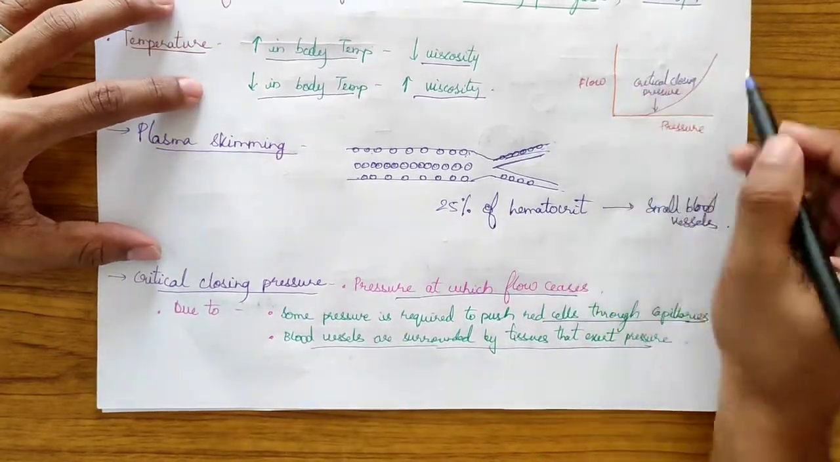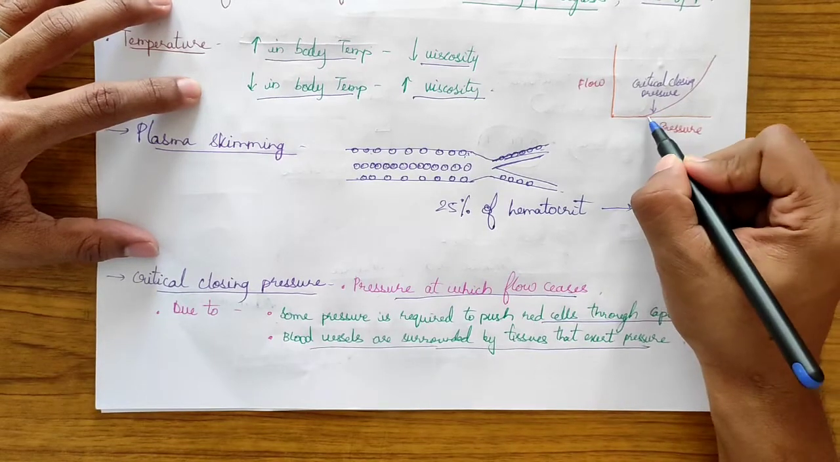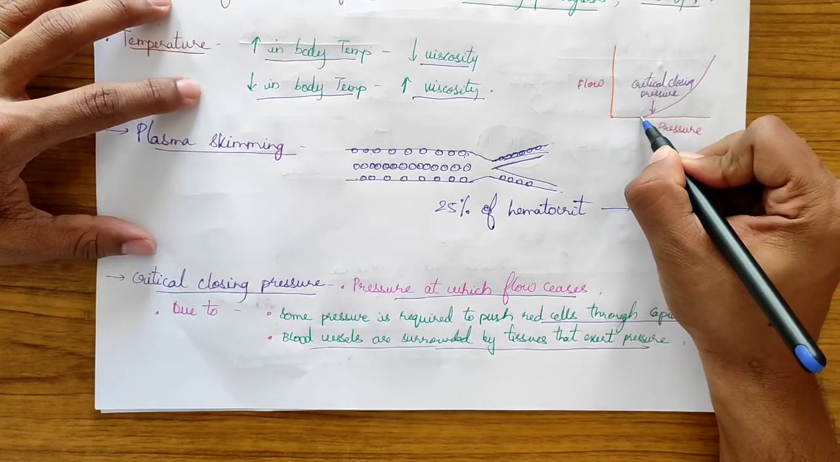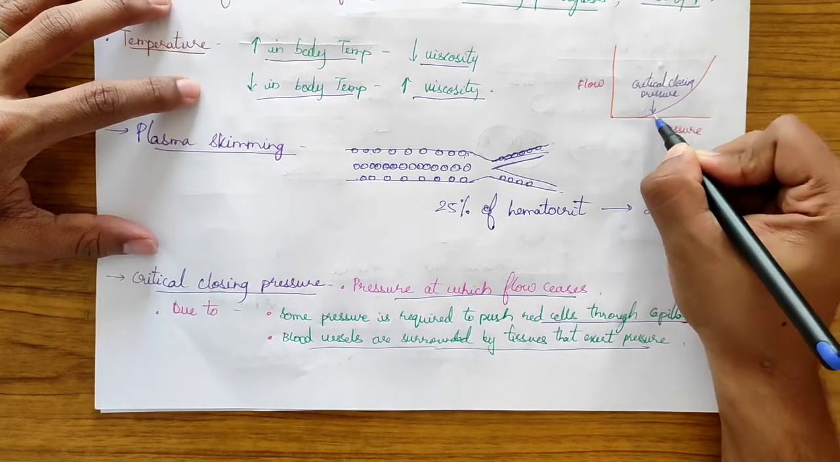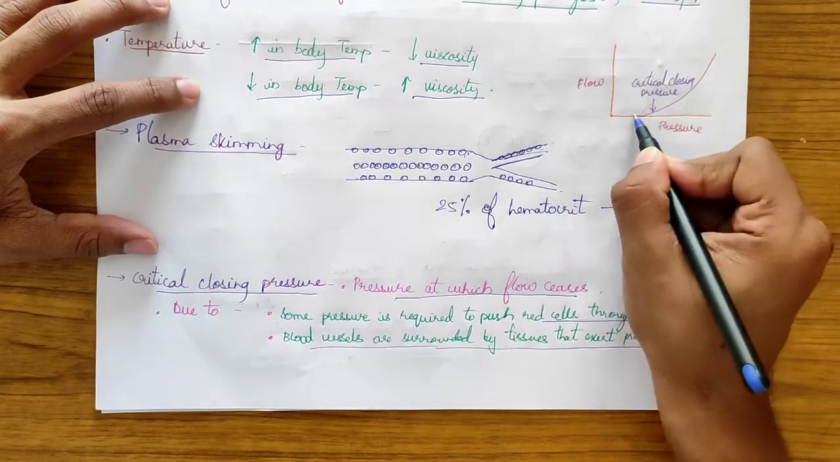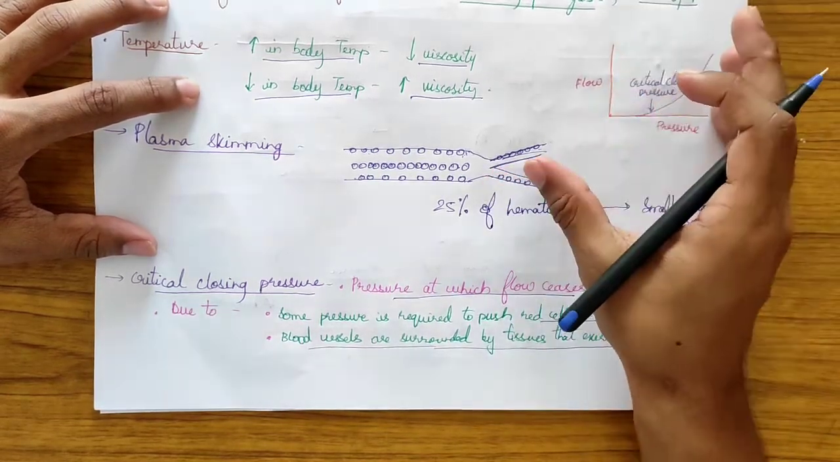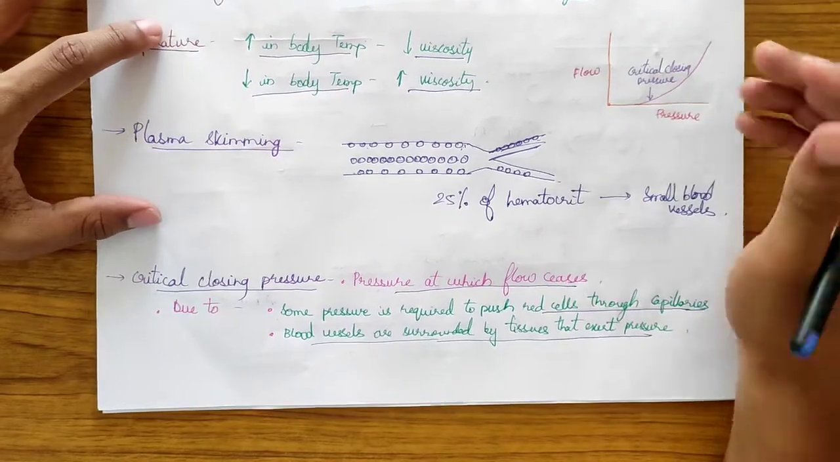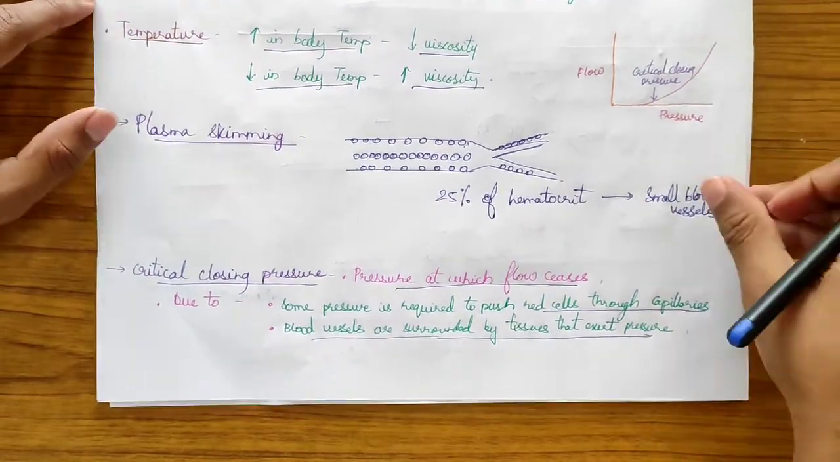So this is a graph of the critical closing pressure. From here, the critical closing pressure starts and the flow increases. Before that, the flow will decrease, as the pressure is not more than the critical closing pressure.